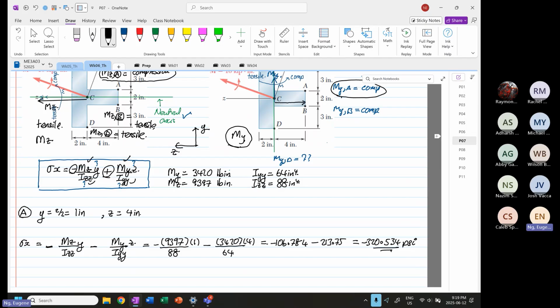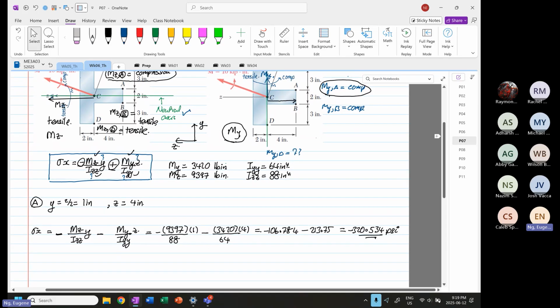Okay, so the analysis is already done, right? You don't need to worry about positive moment, negative moment. You don't need to worry about Y positive, Z negative. No need. You just focus on your moment vector. Okay, so now next we look at point B.